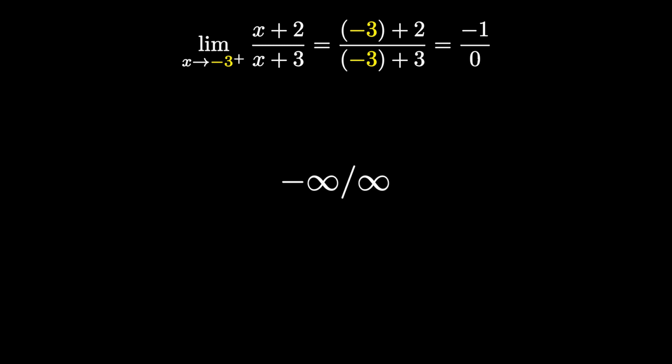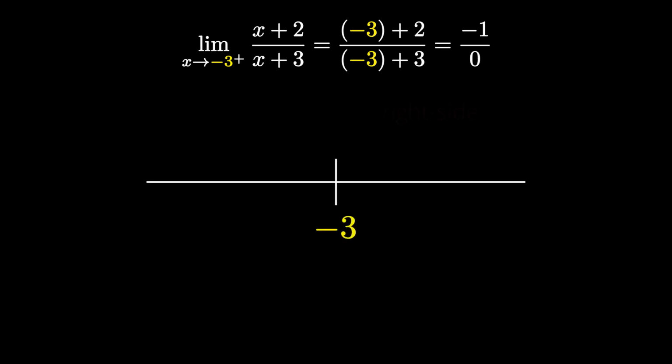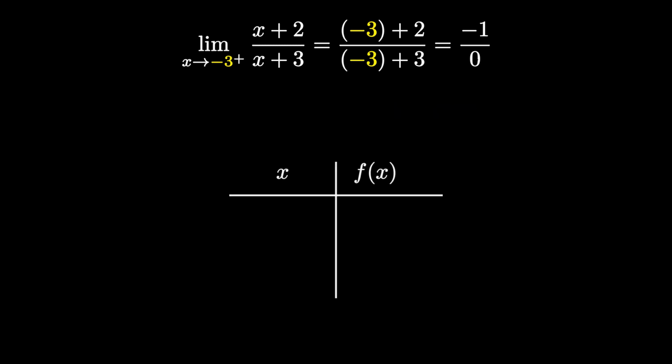Now, if you're kind of confused what that means, let's visualize it. So if we had negative 3 on a number line, anything that's approaching negative 3 from the positive direction is going to be anything to the right of negative 3. So you can think of it this way. Negative 2.5 would be something approaching negative 3 from the positive direction. And then getting closer, you could do negative 2.9, negative 2.99, etc. So when it comes to our table of values, some x values that we can select would be negative 2.5, negative 2.9, negative 2.99, and negative 2.999.